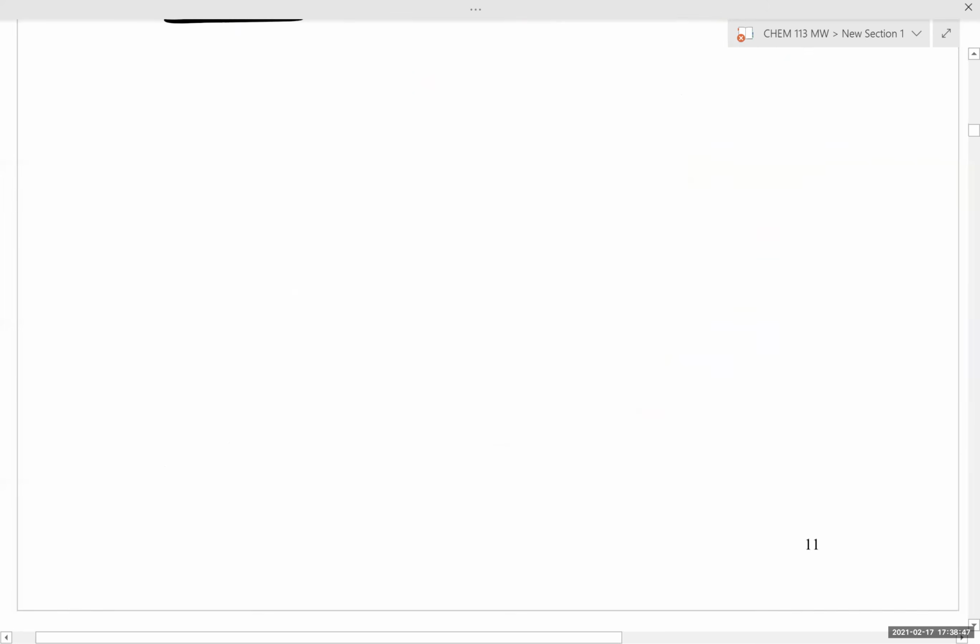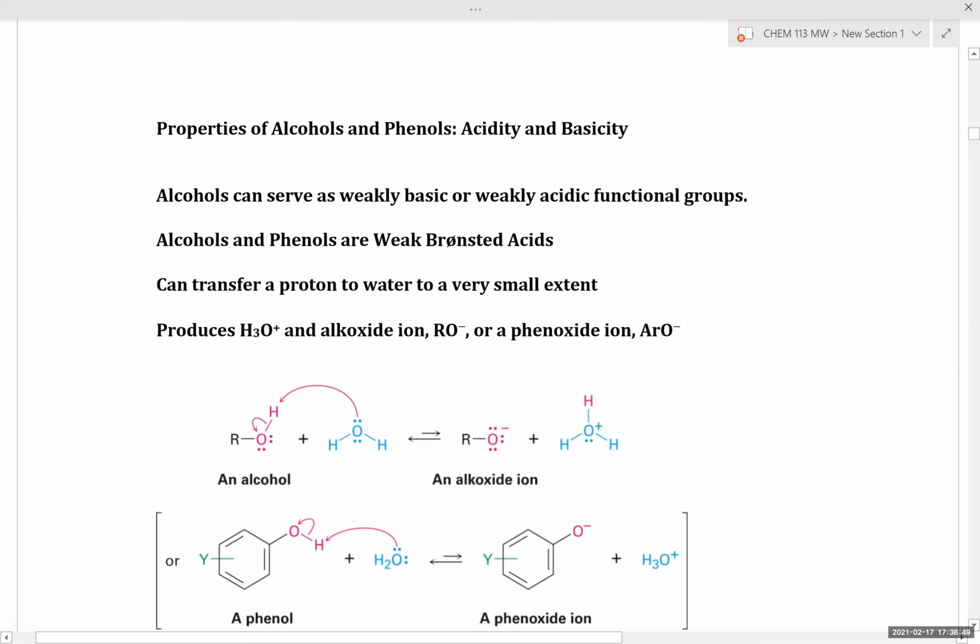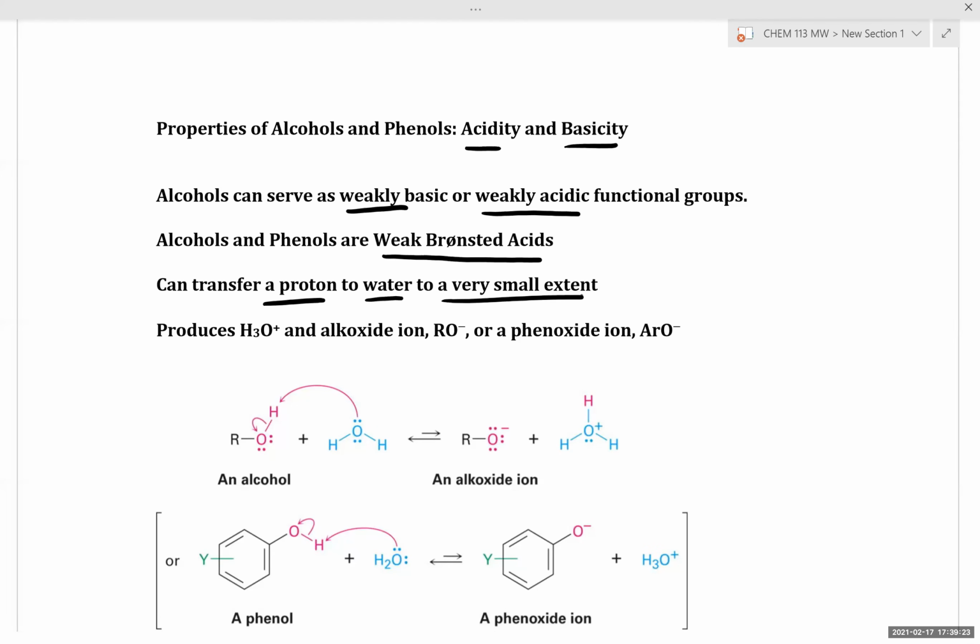Okay, so let's keep going then. And let's talk about properties of alcohols and phenols in terms of their acid-base properties. So alcohols are amphiprotic motifs in that they can serve as weakly basic or weakly acidic functional groups. So for example, alcohols and phenols can function as weak Bronsted acids, and they can transfer a proton to water to a very small extent. So alcohols can undergo a little bit of auto-ionization and self-ionization.